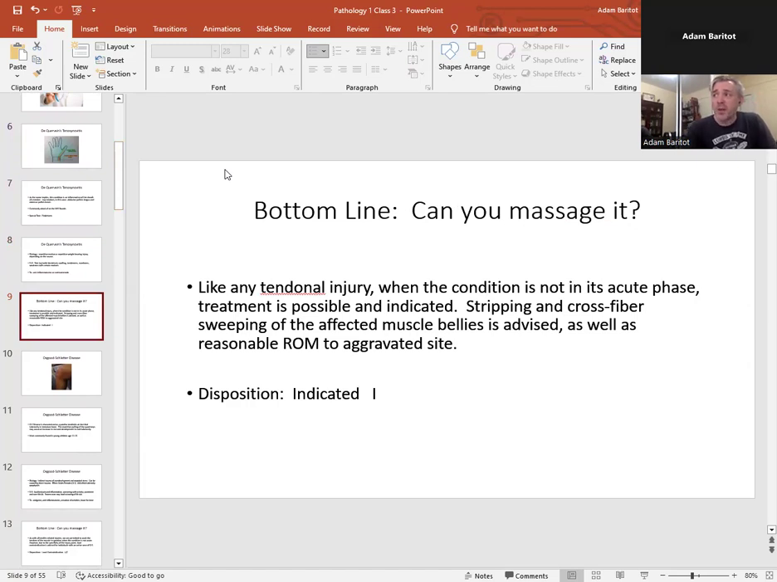You remember when we talked about tendinitis, but tendinitis was a caution depending on its severity. Well, frequently, doctors will prescribe massage for the treatment of de Quervain's tenosynovitis. Like any tendinal injury, when the condition is not acute, treatment is possible and indicated. For those of you taking notes for our quizzes in the future, de Quervain's: indicated.